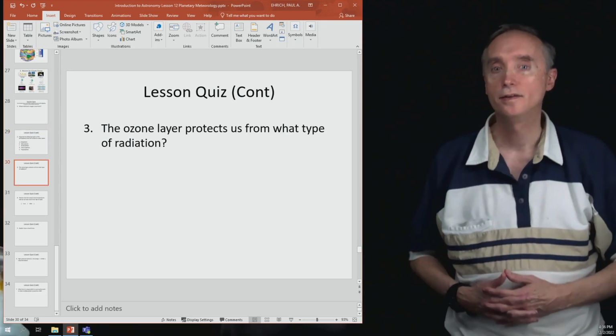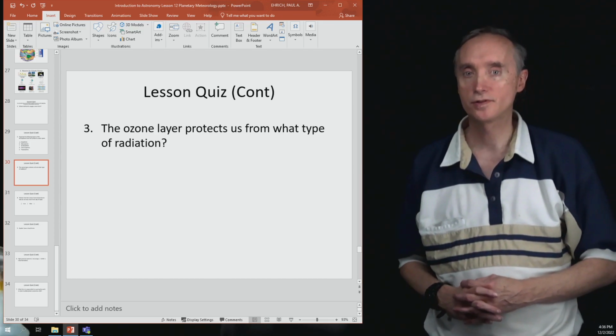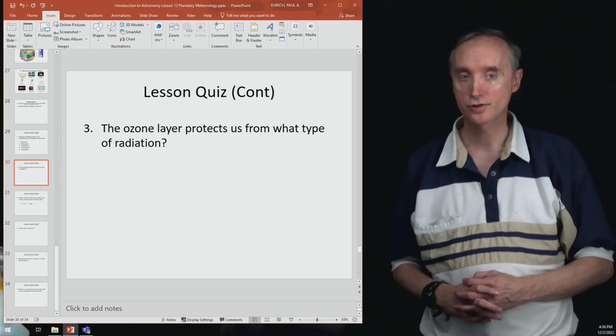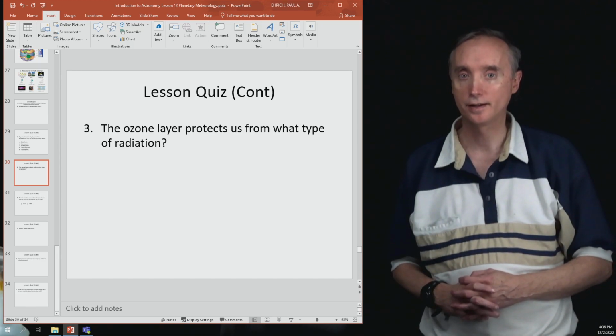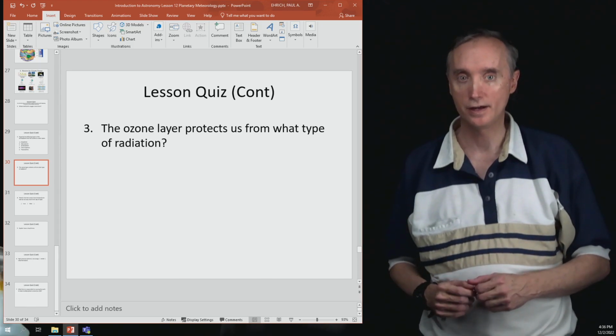Number 3, the ozone layer protects us from what type of radiation? That would be ultraviolet. So ultraviolet light, ultraviolet radiation.